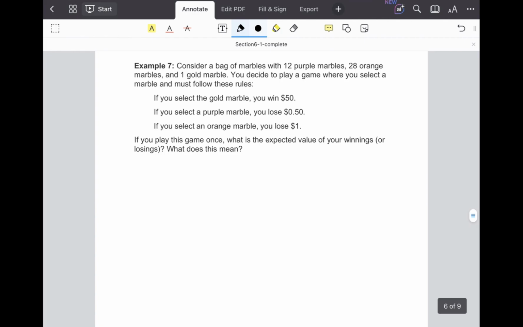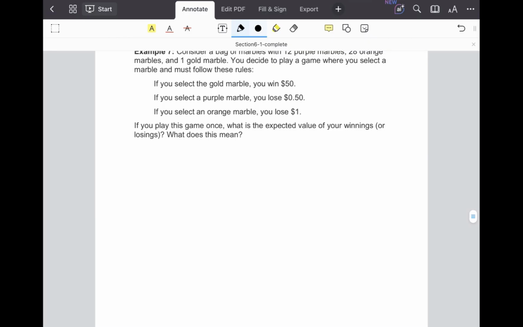Okay, so here's another example. This one's harder to tell if we would lose or win at first. And it says, consider a bag of marbles, 12 purple marbles, 28 orange marbles, and 1 gold marble. You decide to play a game where you select a marble and you follow these rules. Gold, you would win 50. Purple, you would lose 50 cents. And then orange, you would lose a whole $1. If you play this game once, what's the expected value of your winnings or losings, and what does this mean?